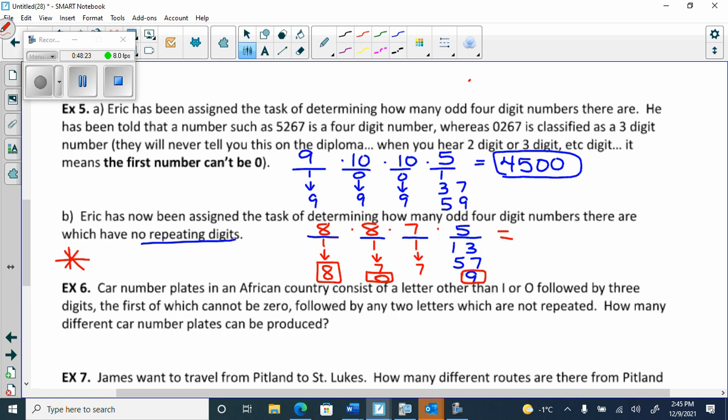What's 8 times 8 times 7 times 5? 2,240. So how come the third column is 7 instead of 8? Is it just, the 0 is used up now. Oh, there's only 1 0.